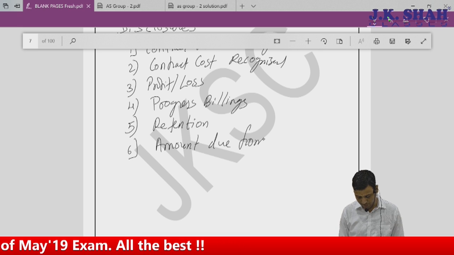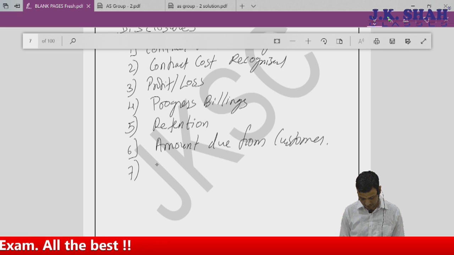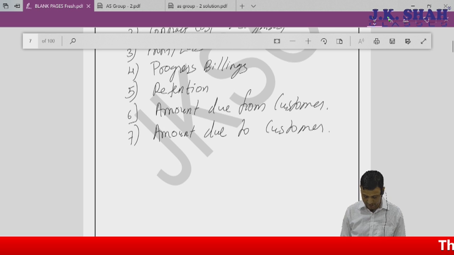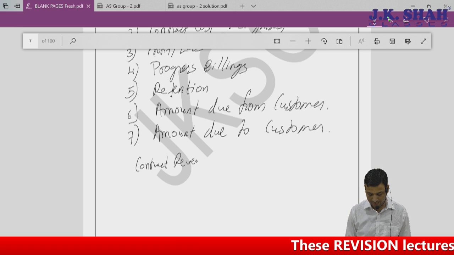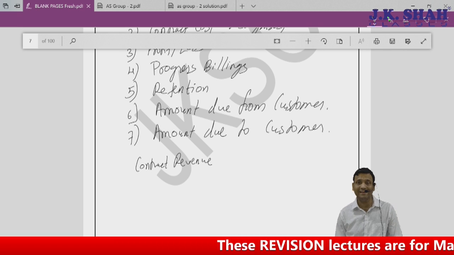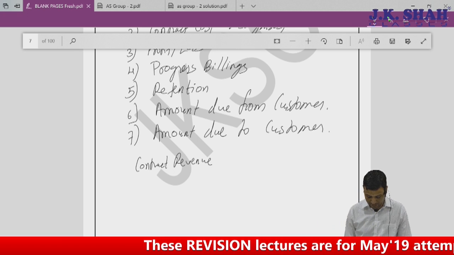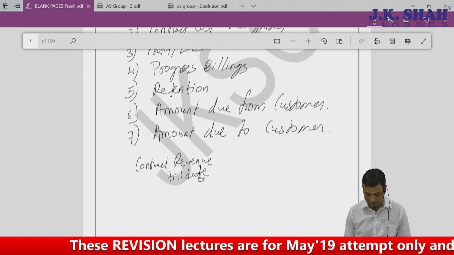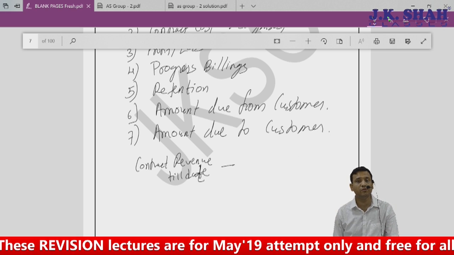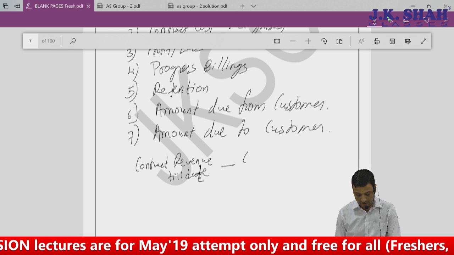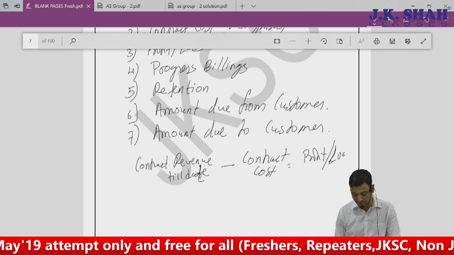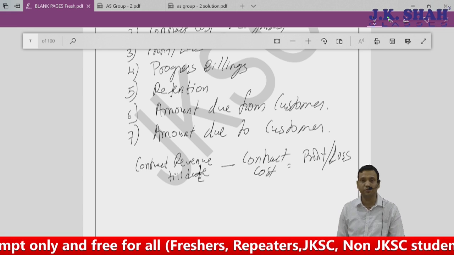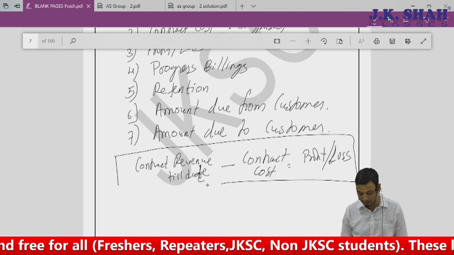Amount due from customer and amount due to customer. Now this is an important area. Due from customer and due to customer is nothing but contract revenue, whatever is your contract revenue till date. From that, we just reduce the contract cost. What you get is nothing but profit or loss. Just find out your cumulative profit or loss. Once you get this idea, it is nothing but contract revenue till date minus contract cost. You will get some cumulative profit or loss.